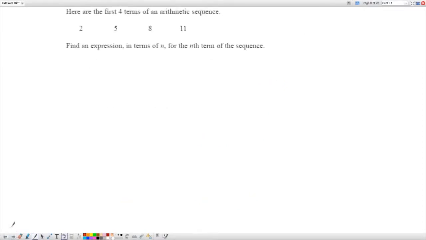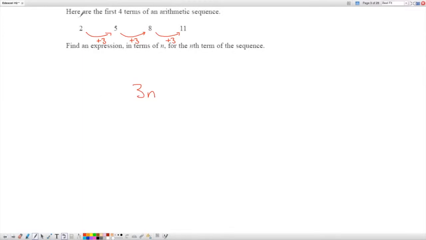Here are the first 4 terms of an arithmetic sequence. Find an expression in terms of n for the nth term of the sequence. So when we go from 2 to 5, we add 3. We can see here we add 3 each time. This means that the sequence is related to the 3 times table, 3n.